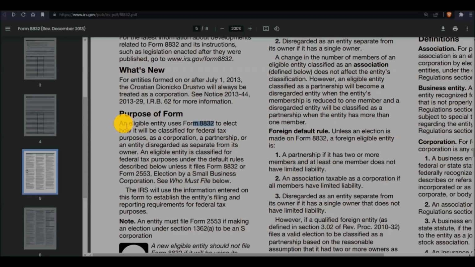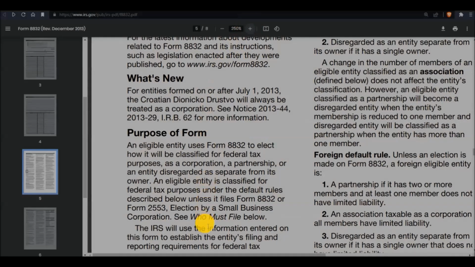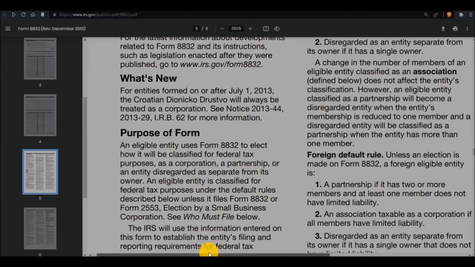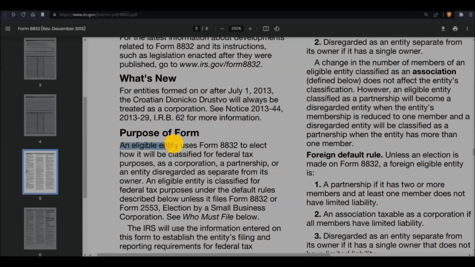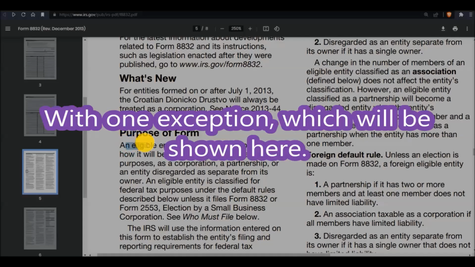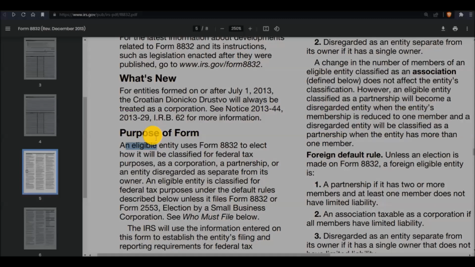Let's pause there. The question you should first ask as you read this is, what do they mean by eligible entity? An eligible entity is any entity that has something called an EIN. That is what makes the entity eligible: the existence of an EIN, because the employer identification number of that entity is what's used to identify that entity itself, according to the IRS.